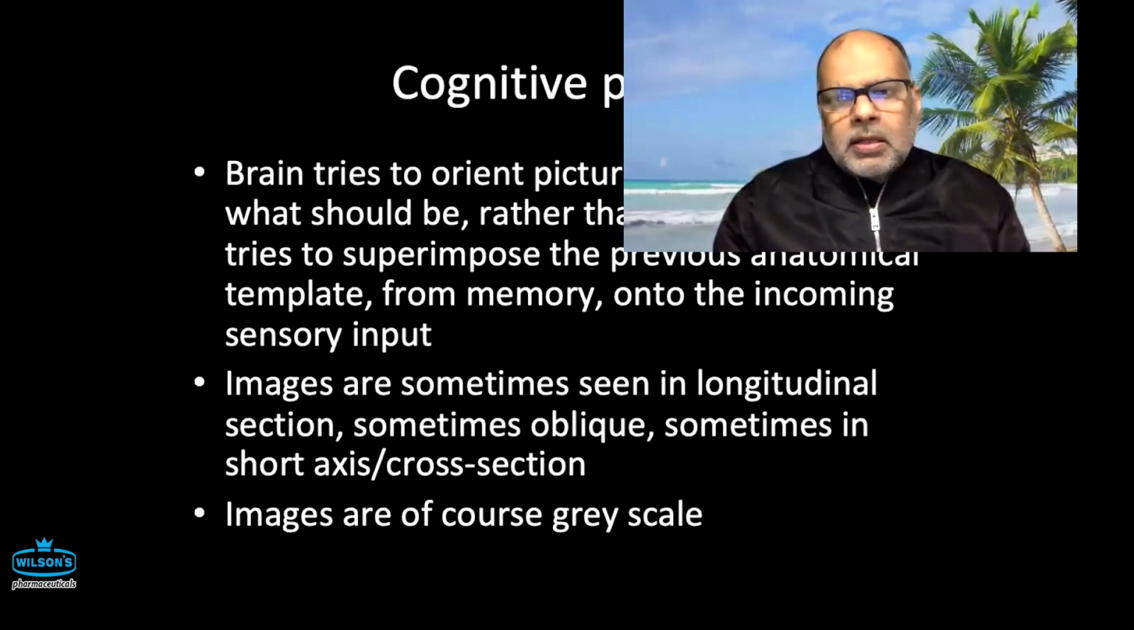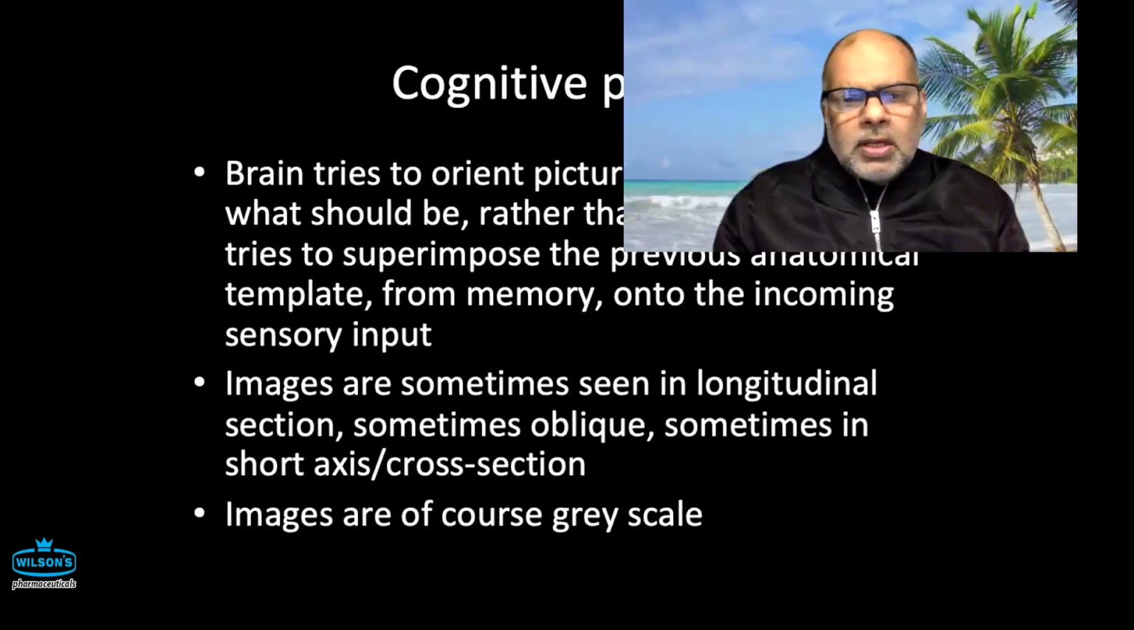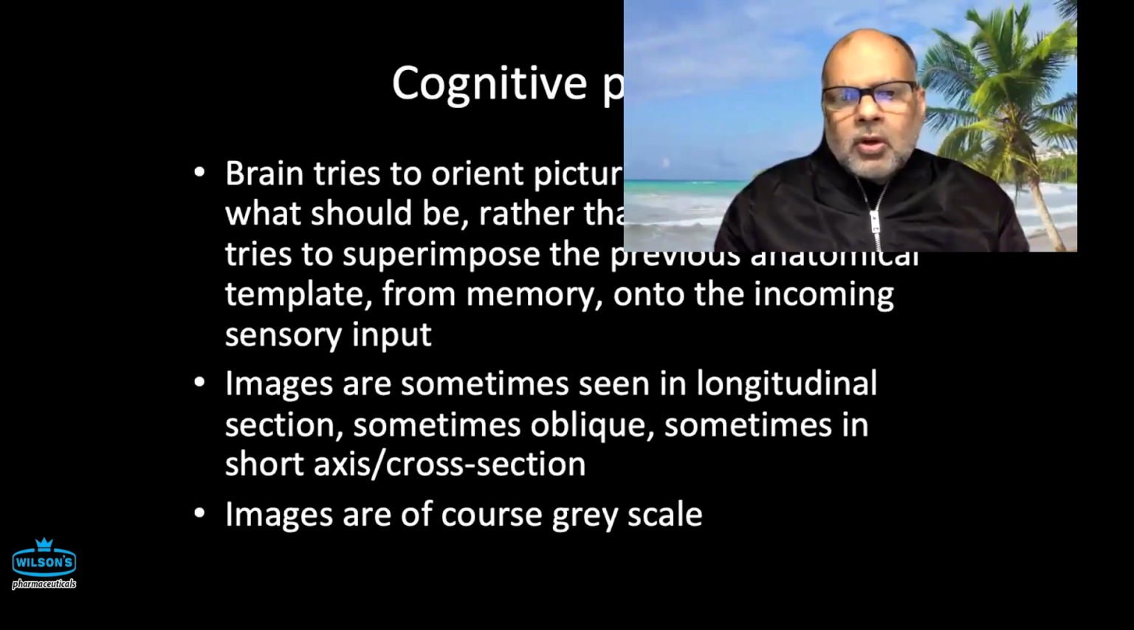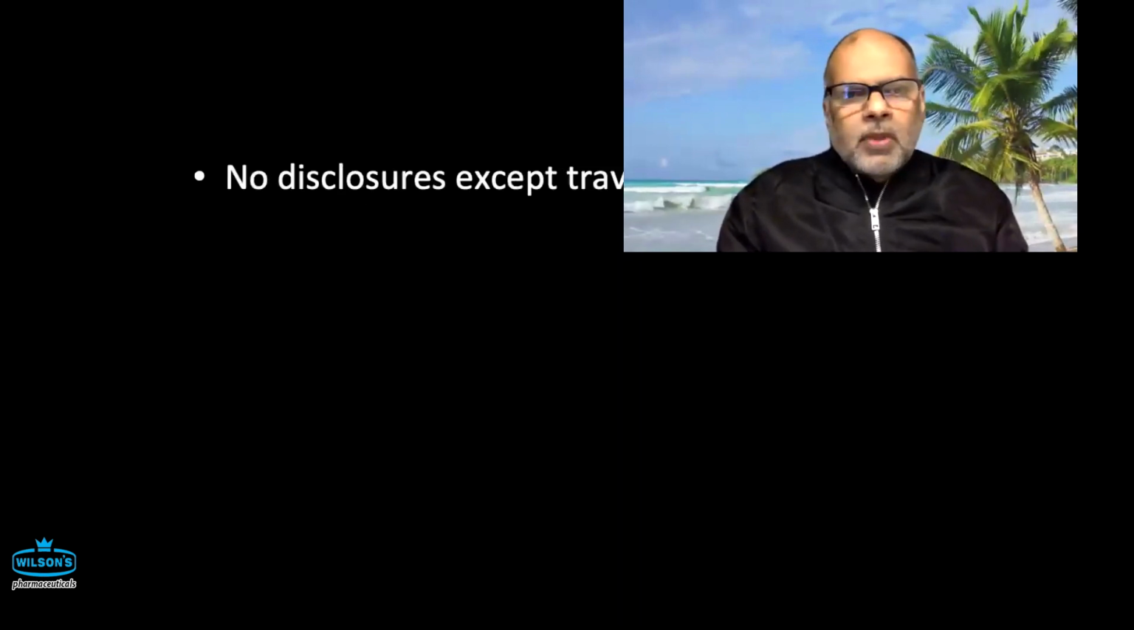And the other thing one should be cognizant of is that sometimes you see the images in longitudinal sections, sometimes oblique, and sometimes in cross-section. That also creates a problem orienting to the anatomy. And of course, they're not colored images, they're grayscale, which causes another problem.